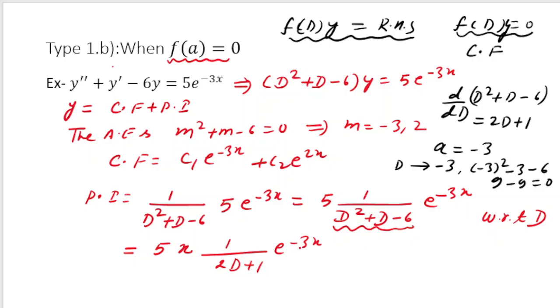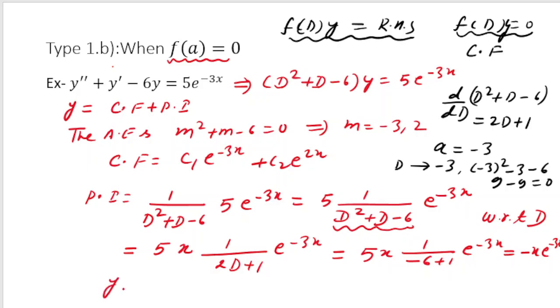Now I will check whether we can replace D by a or not. Here if I replace D by a, that is -3, and put -3 in place of D, it will not be 0. So now we can apply the original formula. So it is 5x times 1/(2(-3) + 1) e^(-3x), that is 1/(-6 + 1). So it will be -5 and 5, which cancel, and I will get -x e^(-3x).